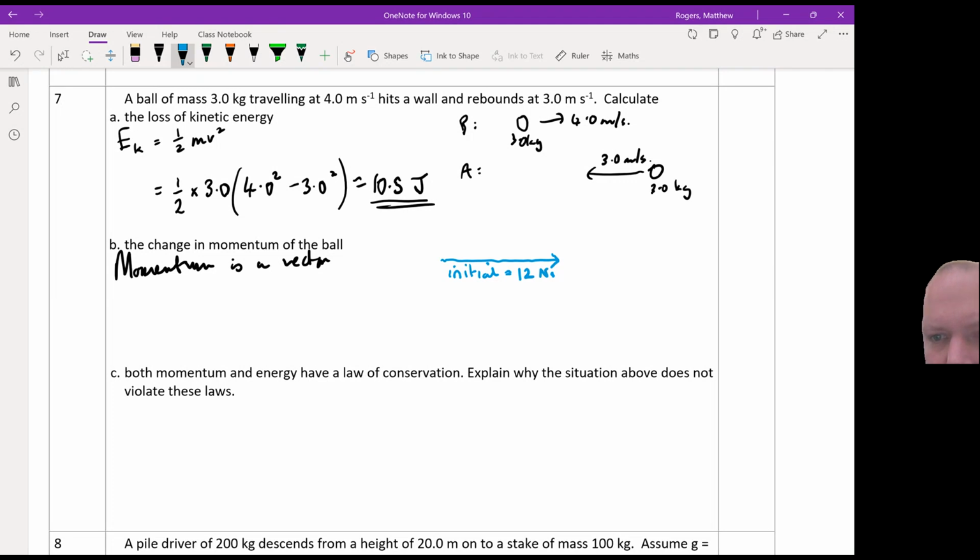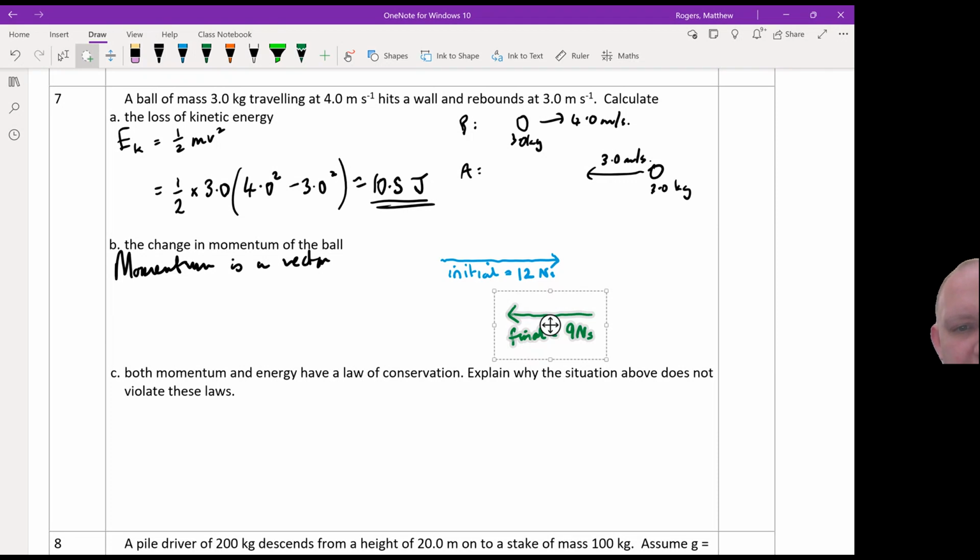It has a final momentum of 3 times 3, which is 9. I'm going to draw it separately to start off with, approximately the right scale. Its final momentum is 9 newton seconds. Now, the mistake that you don't want to make is to think we're going to combine these two vectors tip to tail, because these two are not being added together.